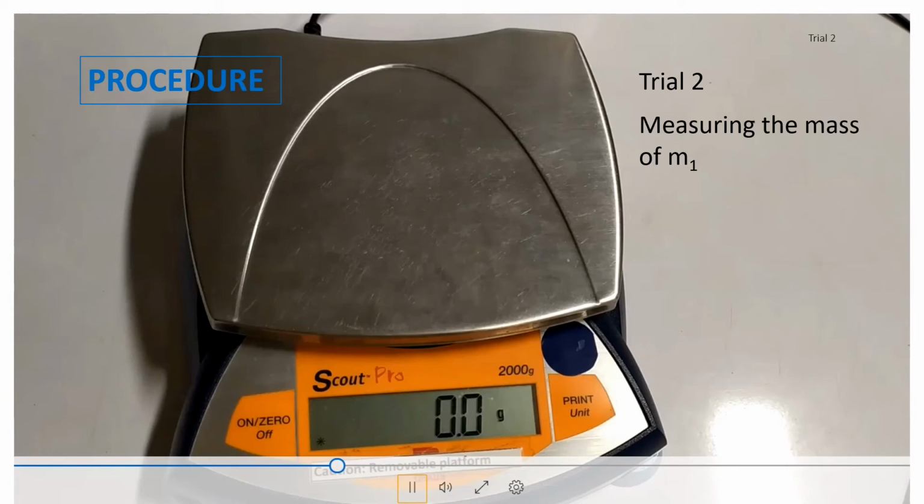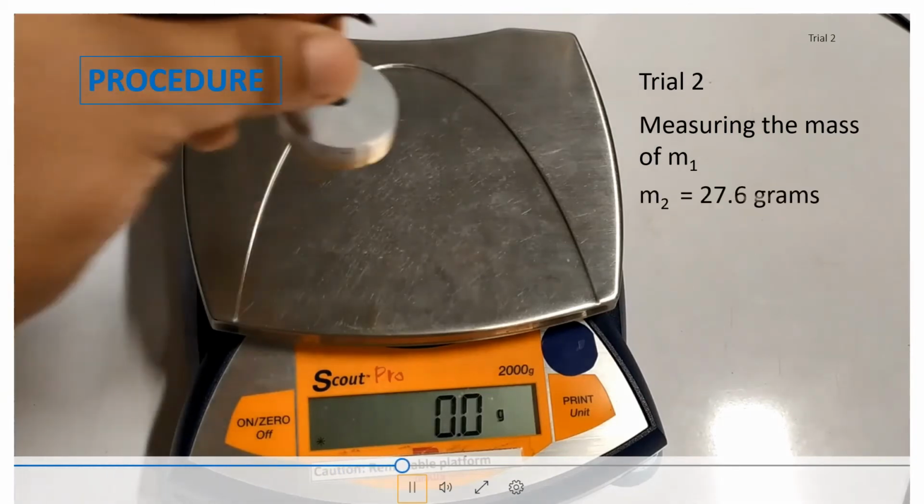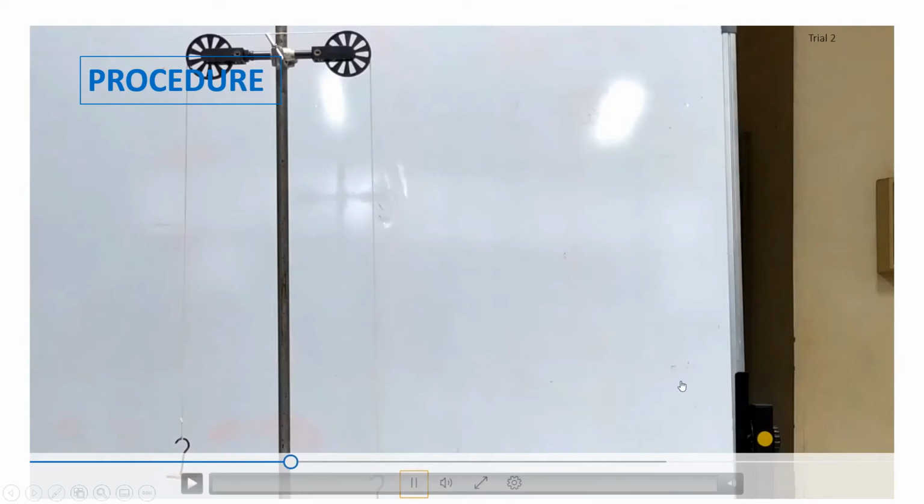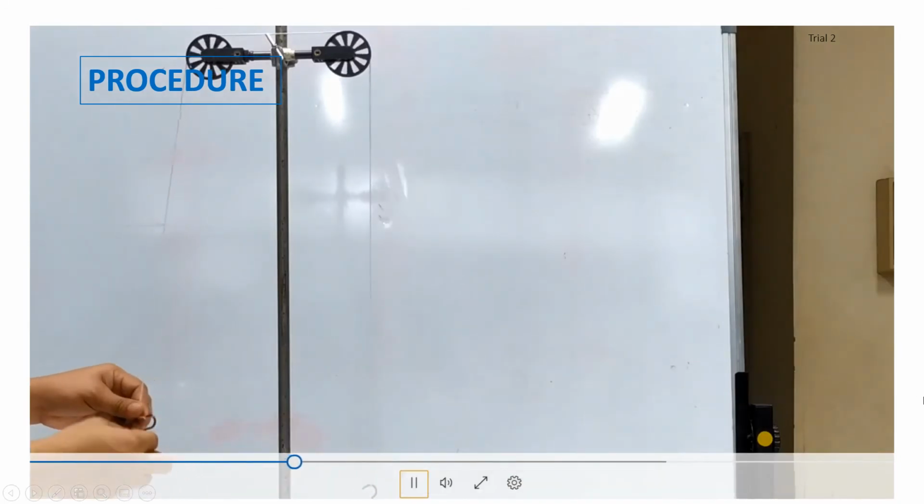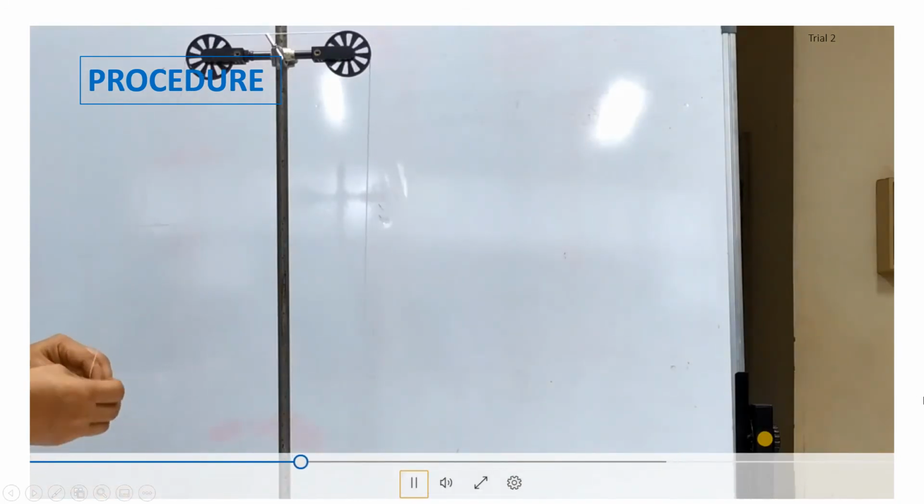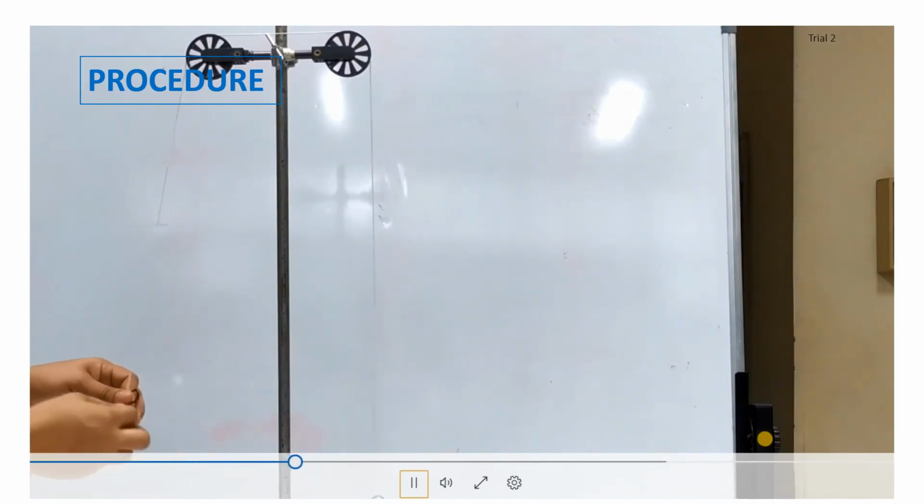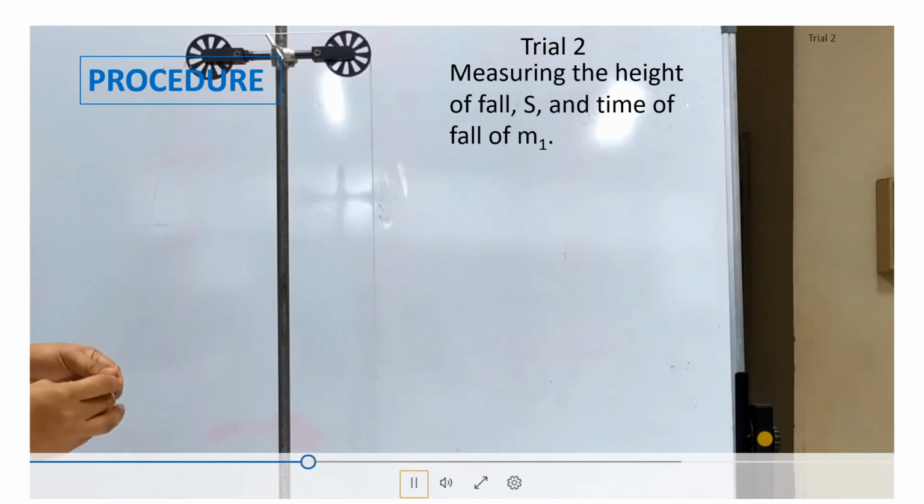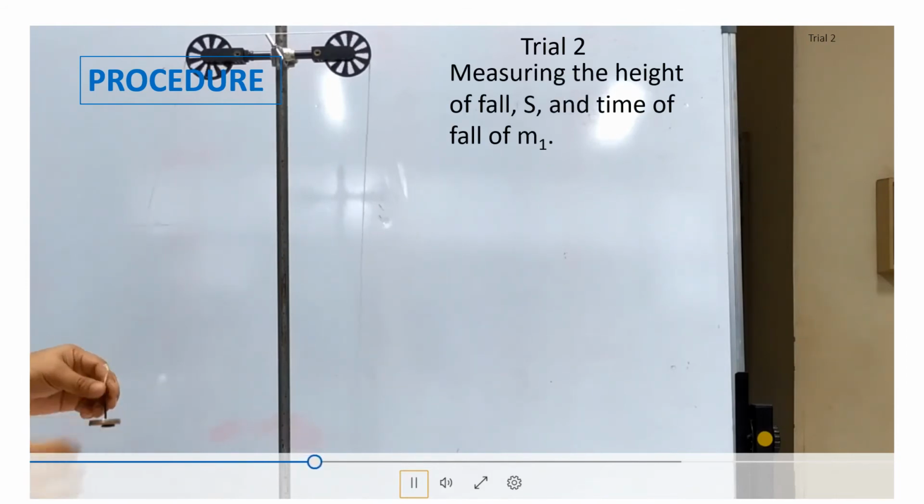Now for trial 2. Measure the mass of the hanger with weight and record as m sub 1, while m sub 2 remains the same. The system of masses for the second trial, sub-trial 1. Measure the distance of fall as recorded on the table. The distance of fall is kept constant or the same as the first trial.